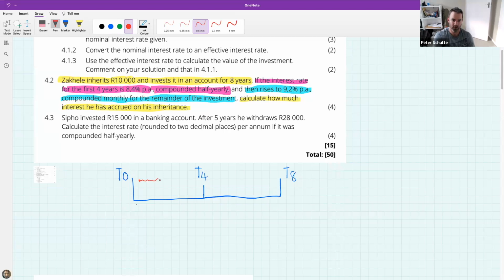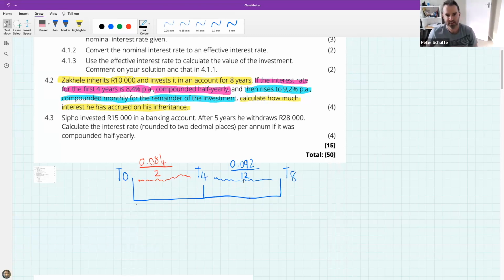So what I'm going to do is use a different color, and I'm going to say the interest rate here is not just 8.4%. I have to compound it half yearly, which means divide by 2. So the first 4 years have a half yearly interest rate of that. Okay. Now, we also have a second period where I'm going to use blue just to keep the thing going. And it's 9.2% per annum compounded monthly. So there's the 9.2%, but it's compounded monthly, which means I need to divide by 12.